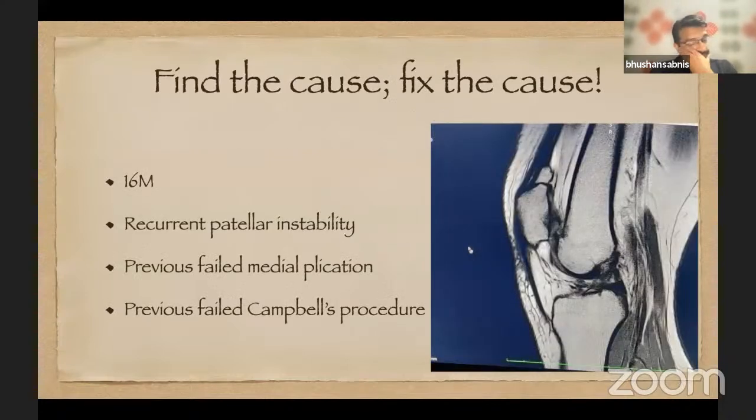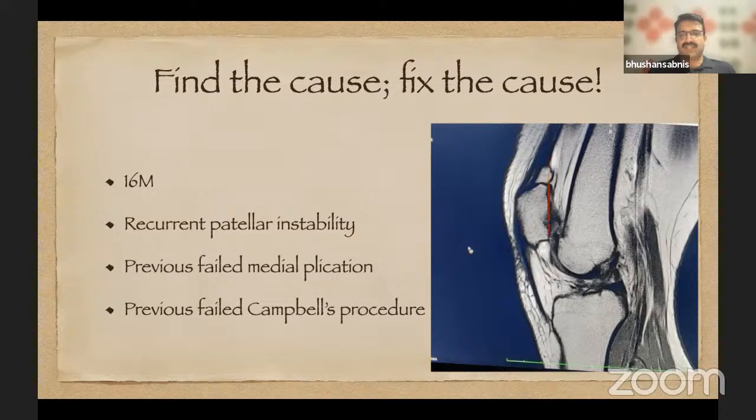Okay, so continuing what we discussed, you have to find the cause and fix the cause. You often come across cases such as this. This is a 16-year-old guy, fairly fit and active, with recurrent patellar instability, who has had, I think, a couple of surgeries till now. The last one was a failed Campbell's procedure. So someone went really full throttle inside, did a massive lateral release and did a massive medial plication.